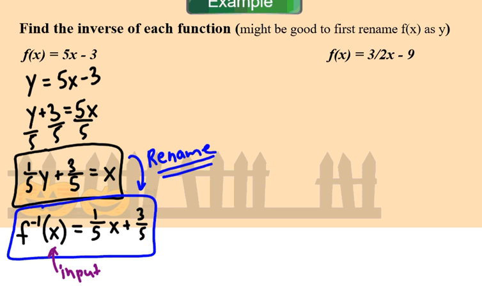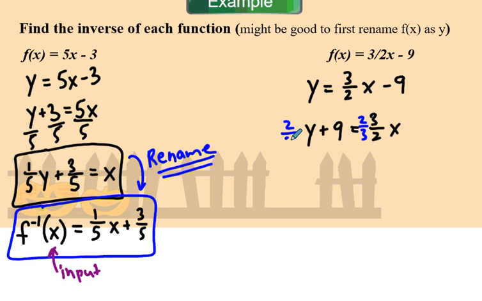Okay, let's try one more. Put y in to start. 3/2 x minus 9. I want to solve for x. I'm going to add 9. Add 9 equals 3/2 x. Now I need to divide by 3/2. But how do I divide by 3/2? Well, I really multiply by the reciprocal. So I multiply both sides by 2/3. 2/3 times 3/2, that's just going to make the number 1.